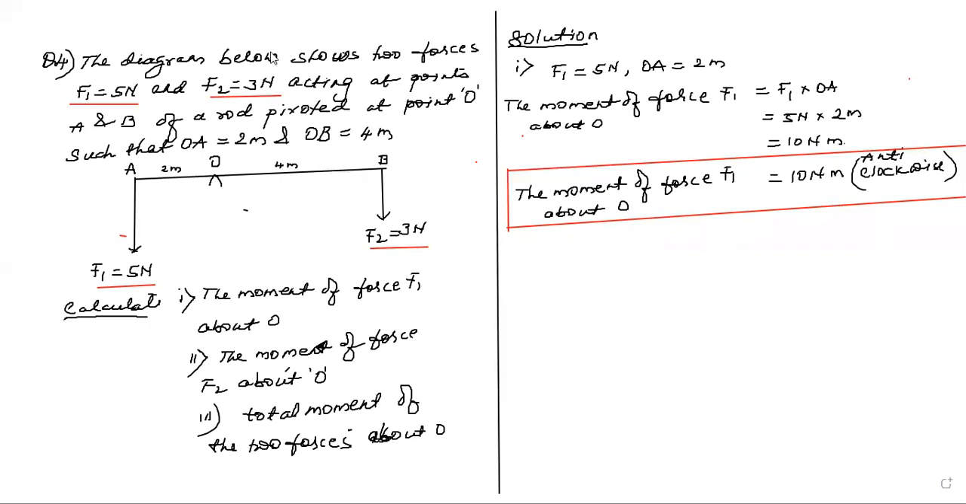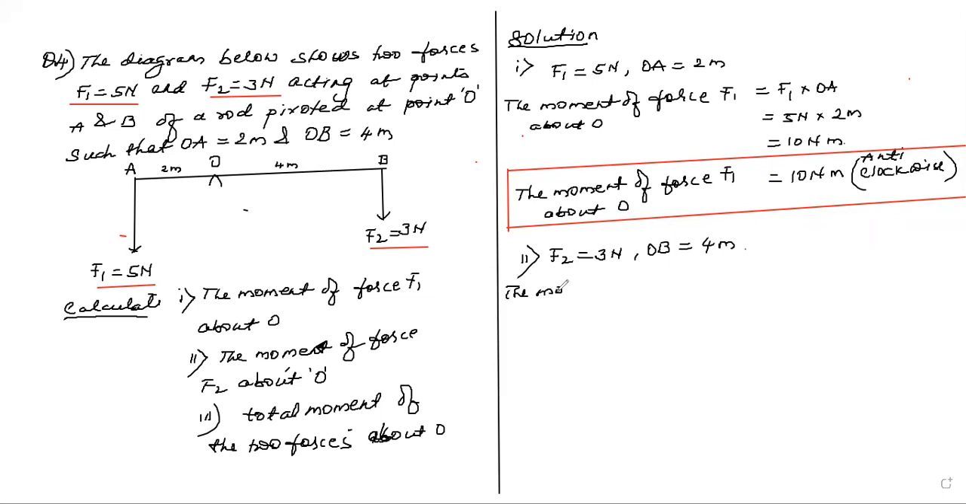The second part asks for the moment of force F2 about O. Look at F2. F2 is how much, children? 3 Newton. What is the distance of F2 from the axis of rotation? OB. How much is it? 4 meter. So I better write OB equal 4 meter. Now I can calculate the answer.